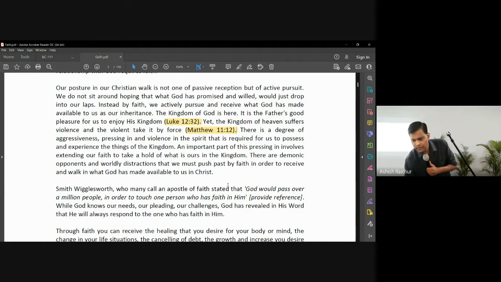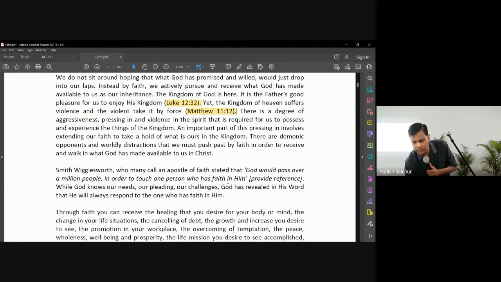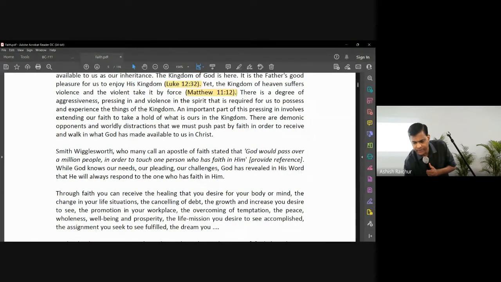Now, there's a man of God, or there was a man of God who lived on this earth in the early 1900s. His name was Smith Wigglesworth.